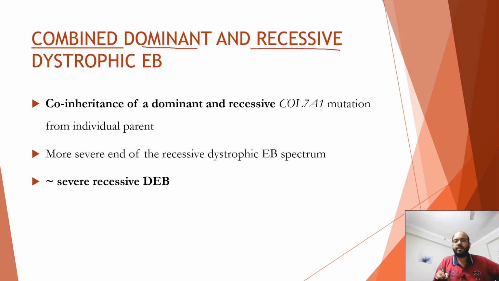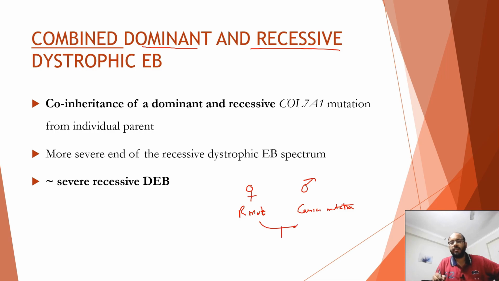Now, what exactly happens is, in a hypothetical example, we have a mother who is a carrier, who has a recessive mutation in one of the genes, and she marries a father who has a carrier mutation in one of the genes. You don't have to get into that. This is just for understanding.